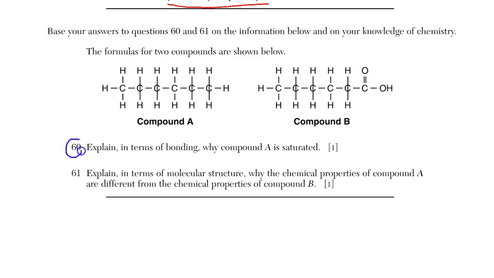Number 60. Explain in terms of bonding why compound A is saturated. Now, I mentioned saturated before, and you say, oh, Mr. Grodsky, that must be a Table G question. Yes, that'd be true if I gave you a temperature, heard the word solubility, but there's another place we call saturated. Saturated in solubility means that the water's holding on to the max amount of solute particles. But there's another way we can use saturated, and that means that compounds are holding on to the maximum number of H's.